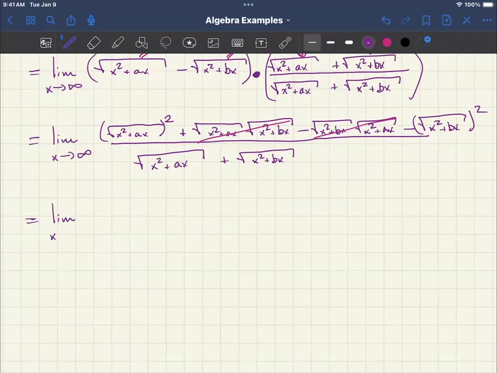Next thing that we're going to notice is that when we square and square root something, those two cancel each other out. So we end up with x squared plus ax minus, and I'm going to put this whole thing in parentheses, x squared plus bx, all over our denominator.